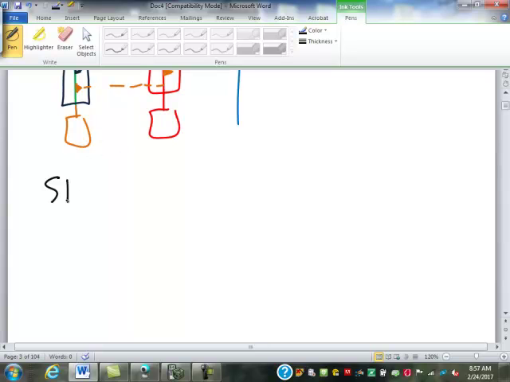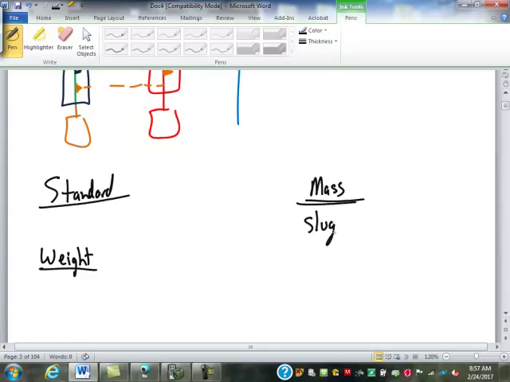Okay, so let's look at standard units here. And for standard units, we tend to focus on weight. There is a unit of mass in the standard measuring system that most people have never heard of, and it is called a slug. 1 slug of mass is about 32 pounds. You ever heard the phrase, well, there's a whole slug of them out there? That's where that comes from. It's actually a unit of mass.